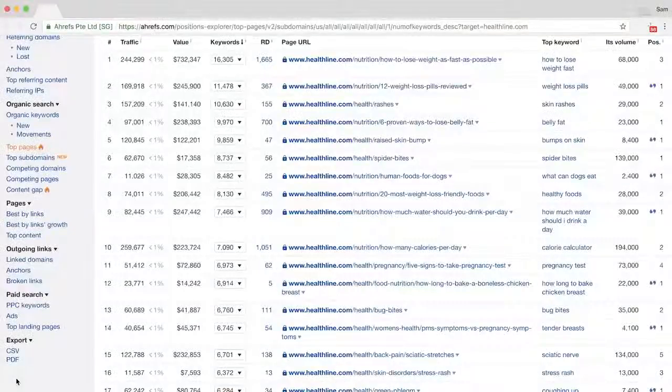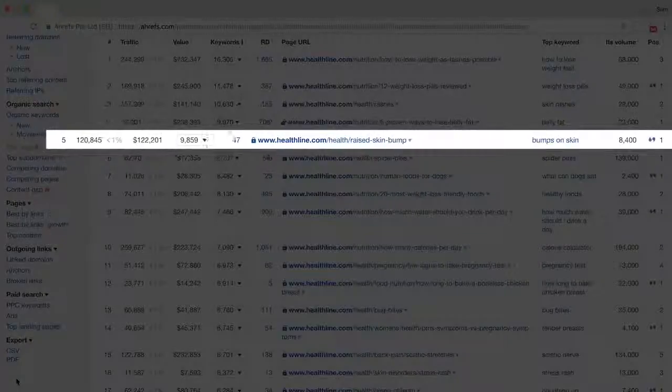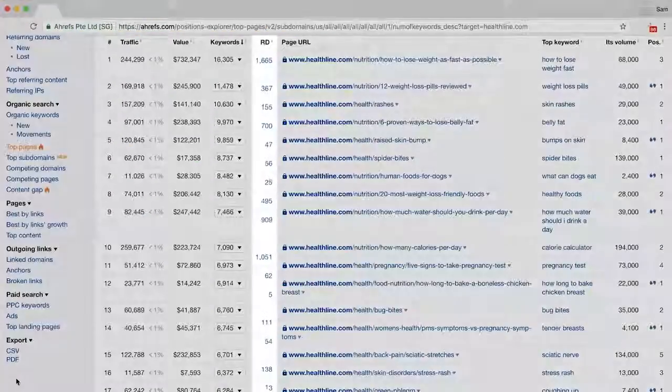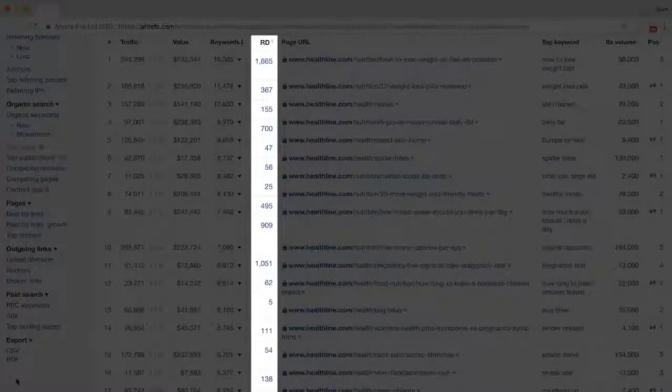And I actually have to point out this one with a top keyword, "bumps on skin," that has a search volume of 8,400, but the page gets over 100,000 search visitors each month. That's bananas. Now it's important to note that you should also look at the number of referring domains that the page has. And this should be a good indication of how many links you'll need in order to get similar rankings and be competitive in search.